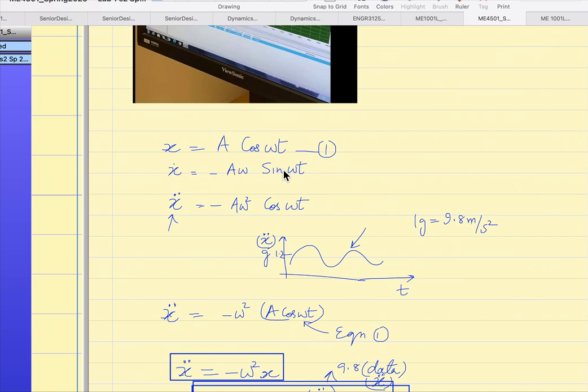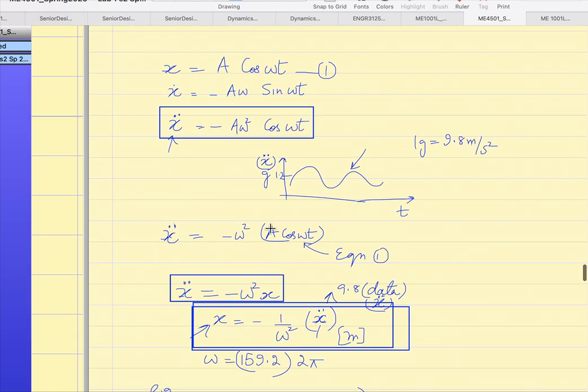You take the velocity by taking the time derivative, which gives you minus A omega sine omega t. By the way, A sine omega t is also equivalent to A cosine omega t because both are simple harmonic motions. Then you take the second derivative to go from velocity to the acceleration. Now in this acceleration term, if you rearrange it, you see what this is?